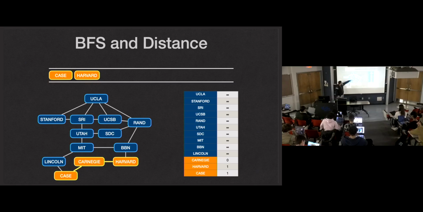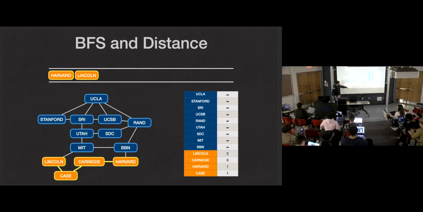So we ask this data structure, we say, have we explored Carnegie? Yes. So we do nothing with Carnegie, nothing at all. If we have not already explored the node, so with Lincoln, we haven't already explored this node, so we're going to explore it. Mark it as explored, enqueue it, set its distance equal to the distance of the node that discovered it, plus 1.